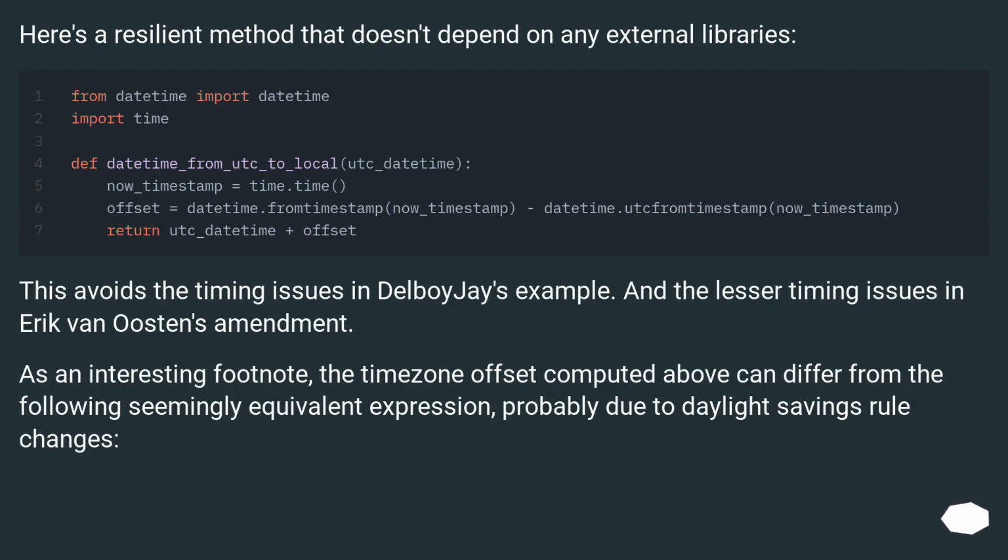Here's a resilient method that doesn't depend on any external libraries. This avoids the timing issues in Del Boyge's example, and the lesser timing issues in Eric Van Oosten's amendment. As an interesting footnote, the time zone offset computed above can differ from the following seemingly equivalent expression, probably due to daylight savings rule changes.